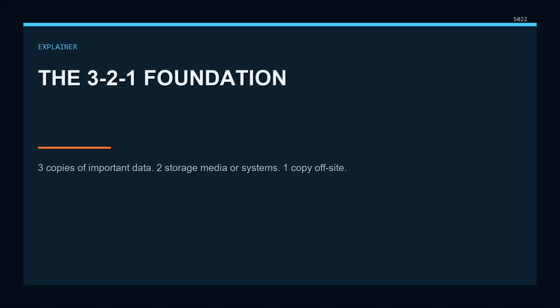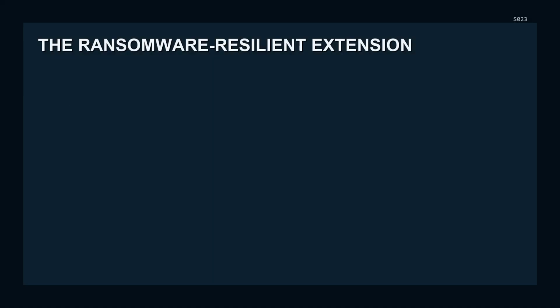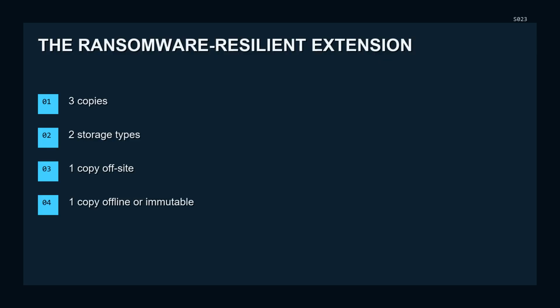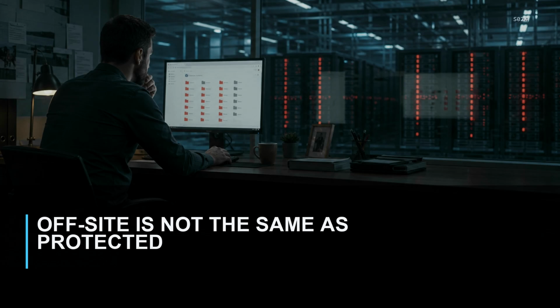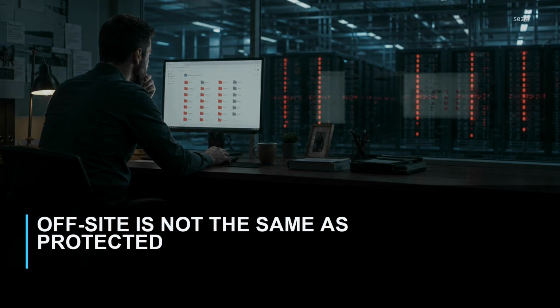That requires a stronger version of the familiar 3-2-1 rule. The classic 3-2-1 rule means keeping 3 copies of important data, including the production copy, on 2 different storage media or systems, with at least 1 copy offsite. That remains a useful foundation. A common ransomware-resilient extension is 3-2-1-1-0. Add 1 copy that is offline, air-gapped, or immutable, and verify backups with 0 unresolved recovery errors.